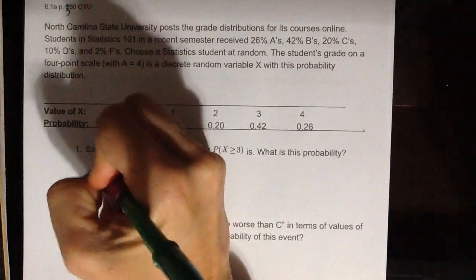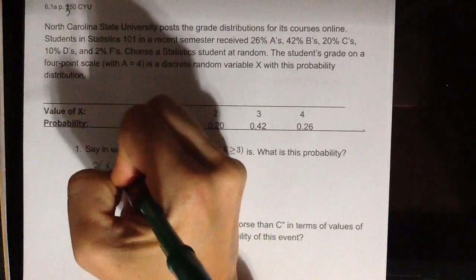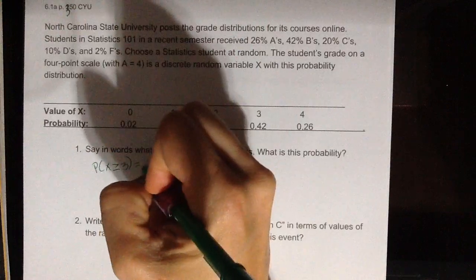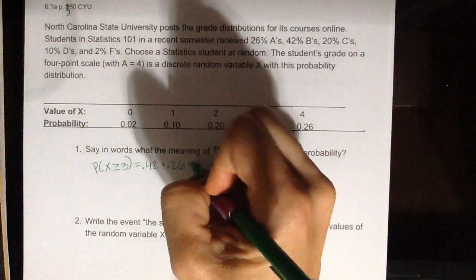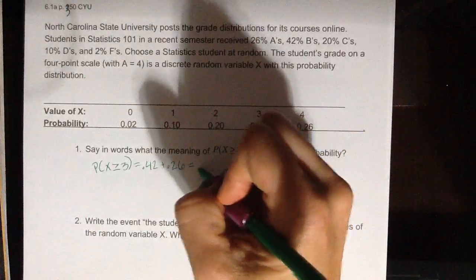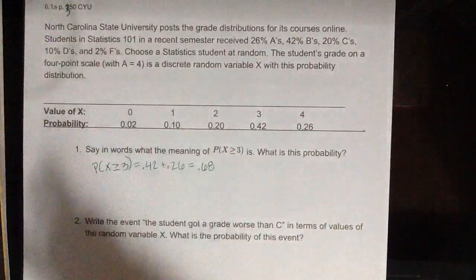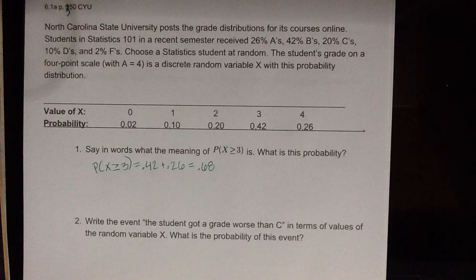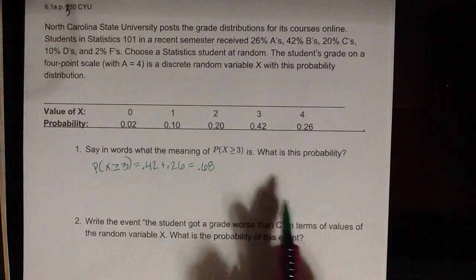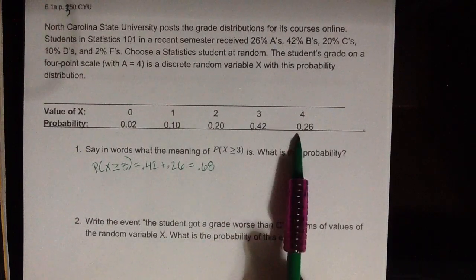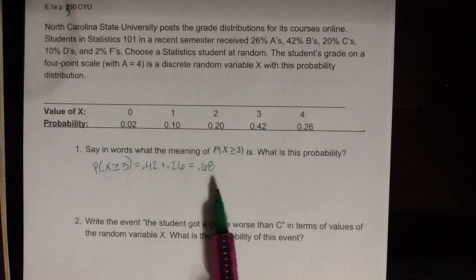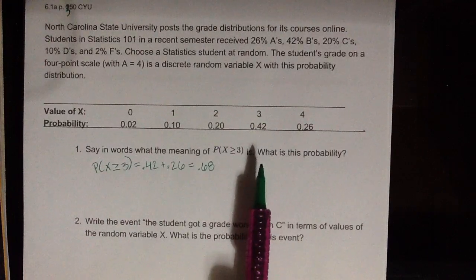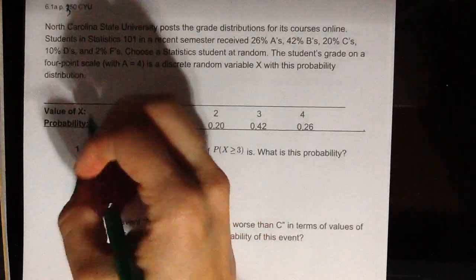So the probability that x is greater than or equal to 3 is going to be 0.42 plus 0.26, because they are mutually exclusive. We can just add them together and we get 0.68. Now what we've just found is these two added together, which goes back to the definition of what x was. So that tells us that about 68% of students will score a B or better.